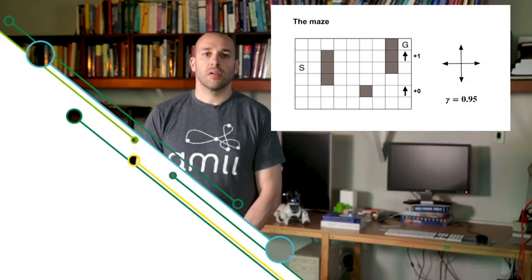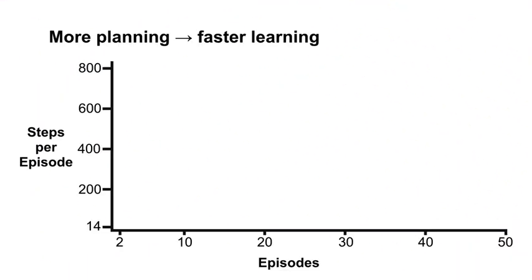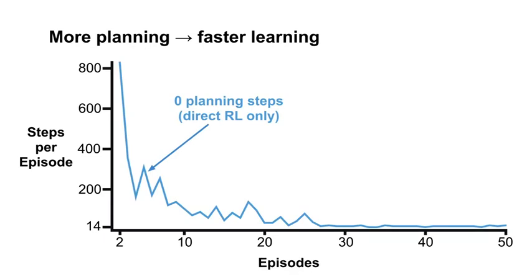Let's have a look. We can plot the average number of steps the agent took to complete each episode after more and more episodes. If the agent is doing well, then the number of steps should decrease with more episodes. That is, lower on the y-axis is better. If we run Dyna Q with 0 planning steps, we get exactly the Q-learning algorithm. As we can see, it slowly gets better, but plateaus at around 14 steps per episode.